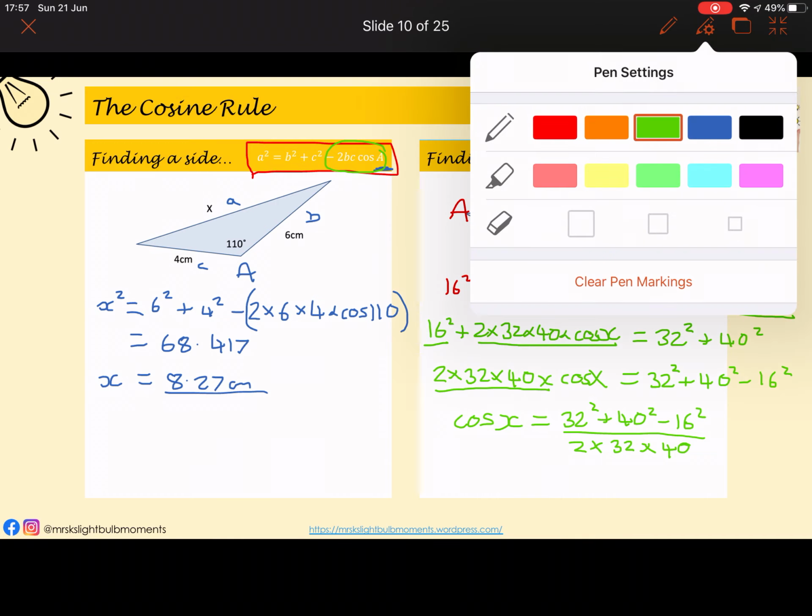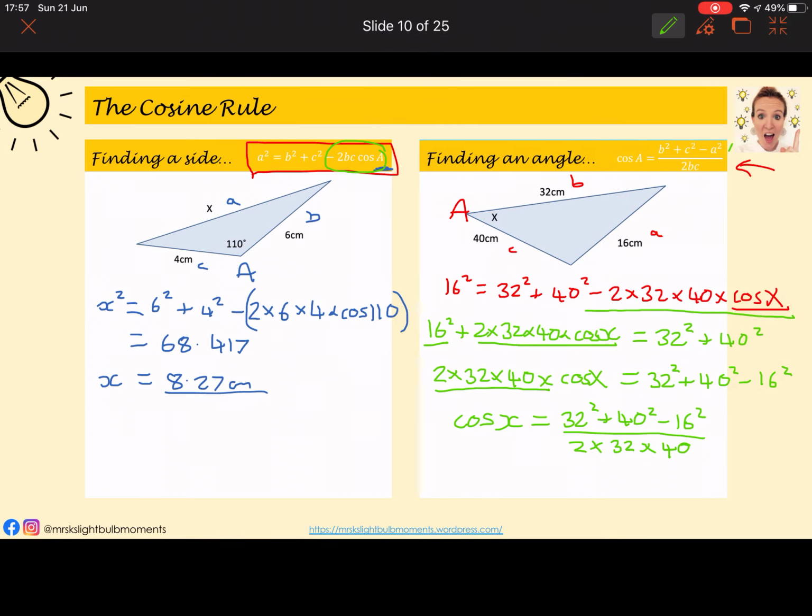Okay. Plug that into your calculator. That will give you cos x. Remember, you need to do inverse cos of x. And you would eventually get that x equals 22.3 degrees.